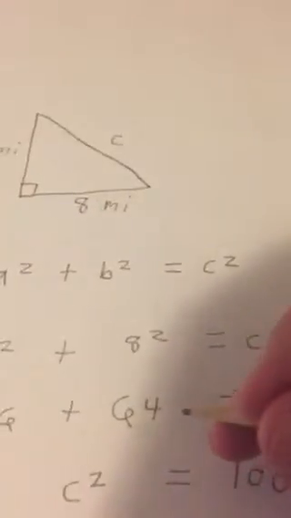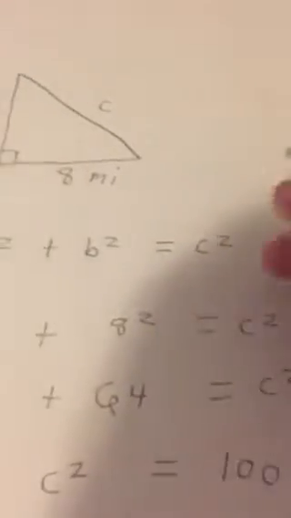So now we want to find the square root of 100. When we find the square root, we find a number that multiplies times itself to get an answer. So that's the square root. So we square root both sides, so we get c equals 10. So that means that our missing side would be 10 miles. Our missing length would be 10 miles. So the hypotenuse would equal 10.